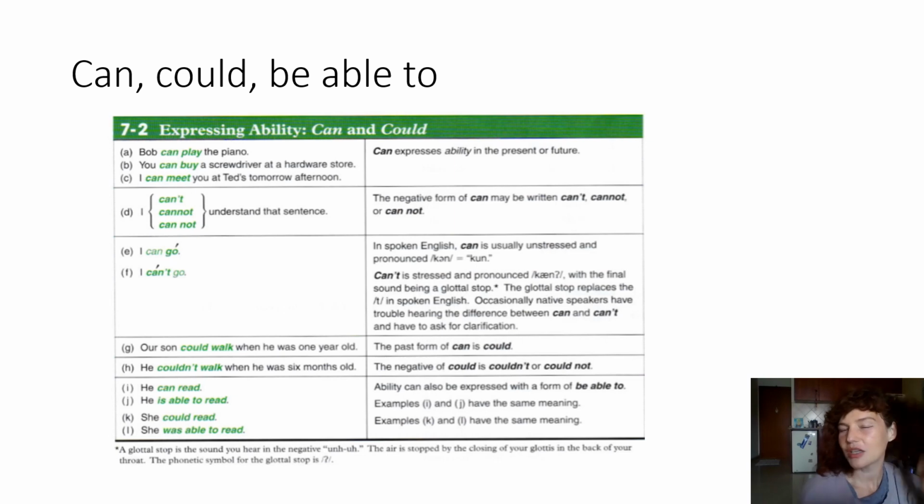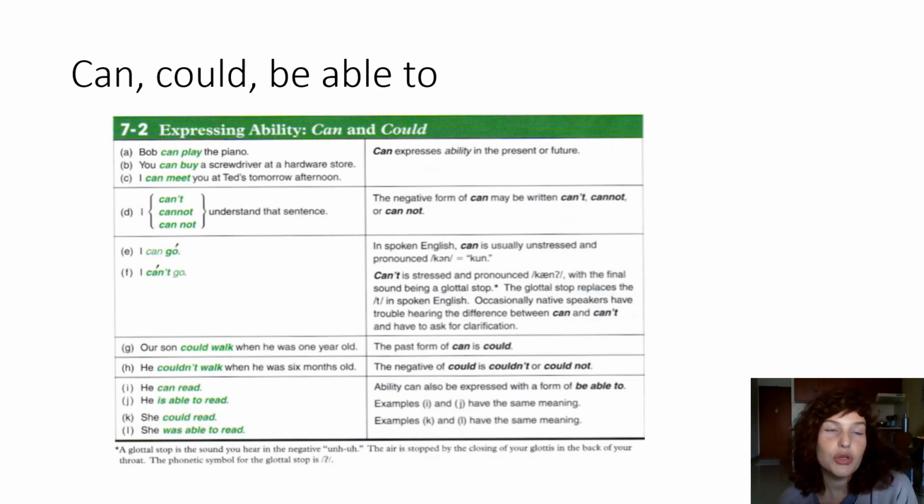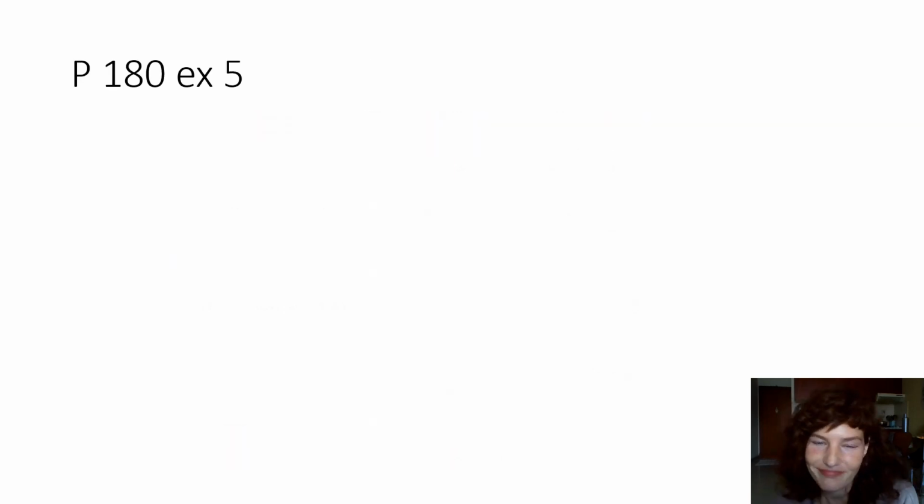But typically we stick with can and could for present and past because it's just the fastest way, okay? And we'll use be able to, for example, you can use it for the future as well. You will be able to leave your home, for example, in the next couple of weeks, inshallah, right?